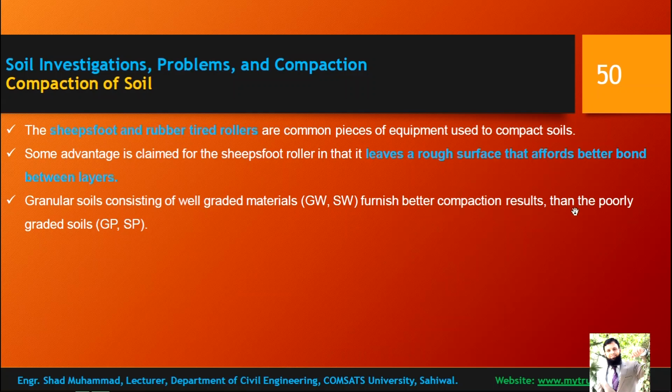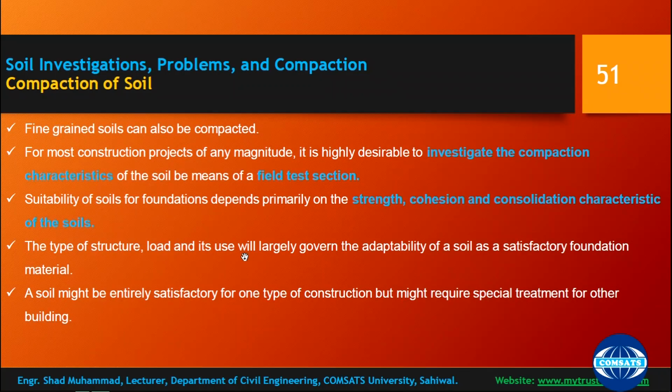Granular soil consisting of well-graded material furnishes better compaction results than poorly graded soil. So the granular soil having well-graded material will have better compaction, than poorly graded soils. So grading is very important, and you can go towards soil improvement techniques, and that is another complete chapter in soil mechanics or geotechnical engineering. Fine-grained soils can also be compacted.